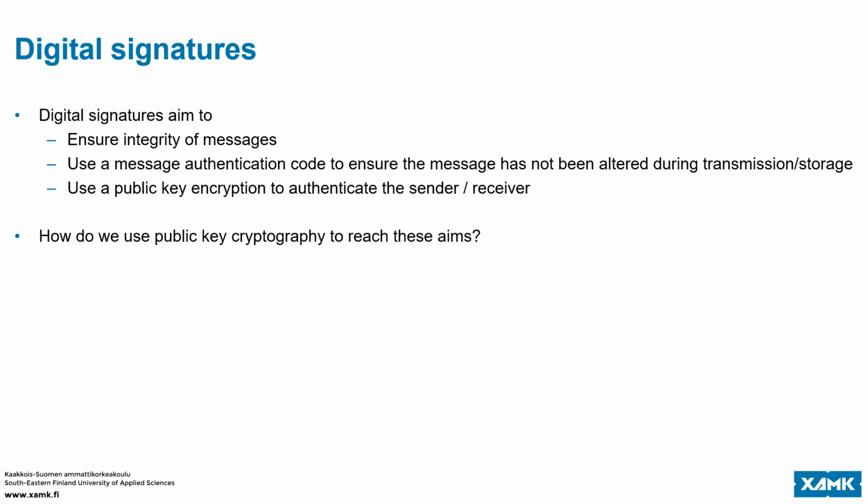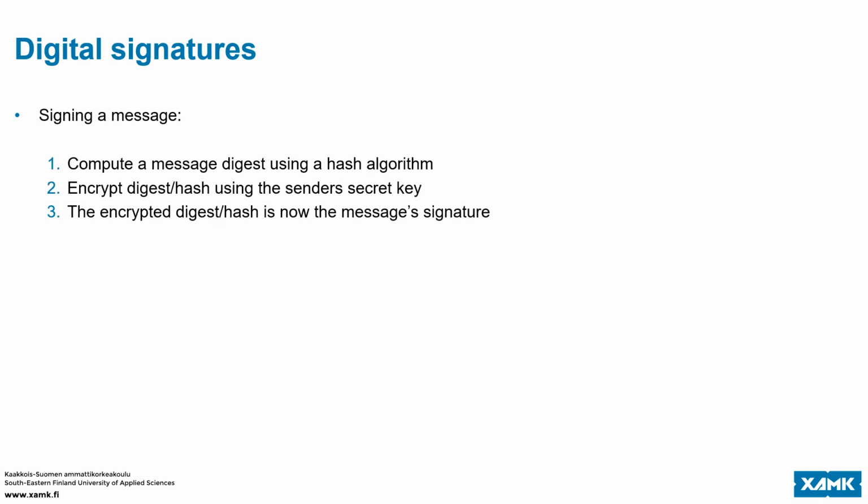So a digital signature aims to ensure the integrity and authenticity of a message. It uses message authentication codes to ensure that the message has not been altered during transmission or storage. And it uses public key encryption to authenticate the sender and receiver. So how does this work in practice? Digital signatures are pretty much like analog signatures. We have to be able to either create a signature for a certain message, or if we receive a message with a signature, we must be able to verify that signature.